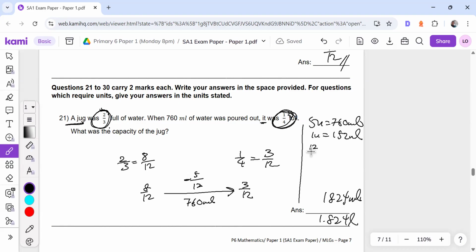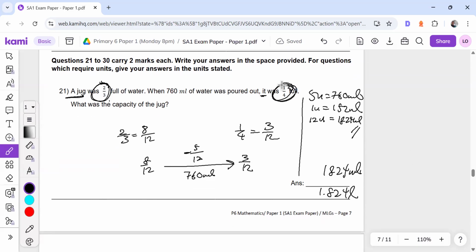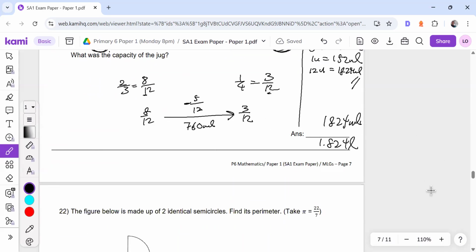1 whole means 12 over 12 or 12 units. Okay, 1 whole. So you take 152 times 12, and that's how you get your 1824 ml. Understand? 1 whole means the whole jar, which is 12 over 12. Okay, so when you see fractions, what must you do? Always ask what the fractions are talking about. Same for percentage also. What is the percentage talking about? If they are not talking about the same thing, you cannot make the denominator the same. Okay, just remember that. Okay, next one.